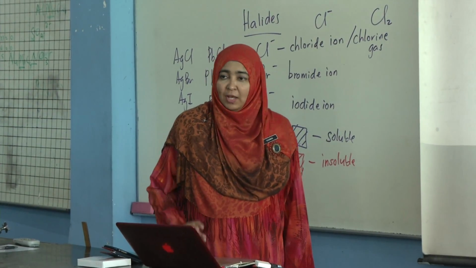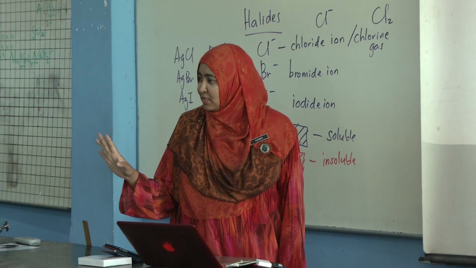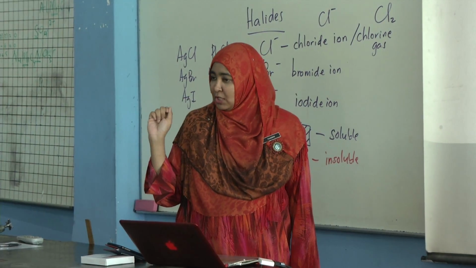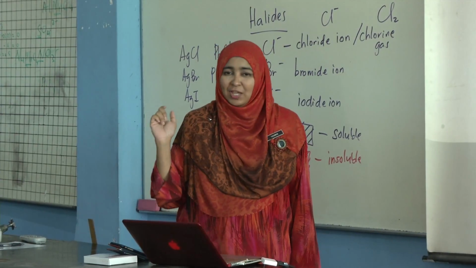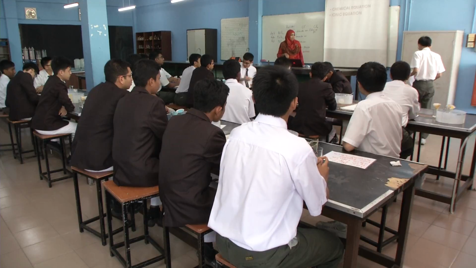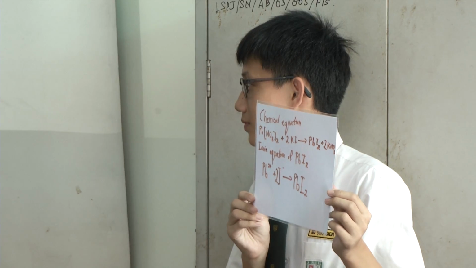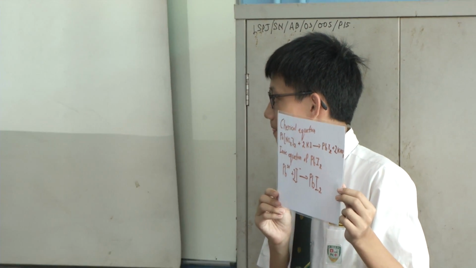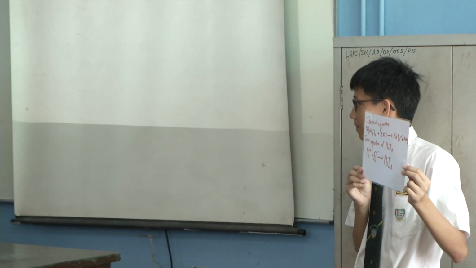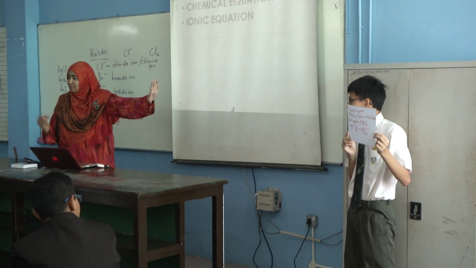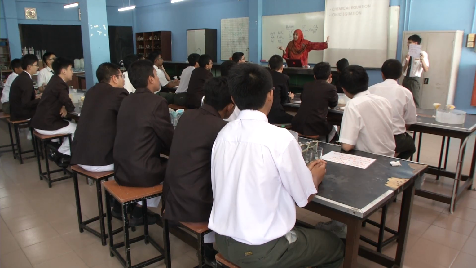Okay, so now I trust that you have completed your experiment? Yes? Okay, so have you written down the chemical equation and ionic equation? Yes. Okay, so now group 1, please come forward and present. So he wrote Pb(NO3)2 plus 2KI arrow PbI2 plus 2KNO3. Okay, and his ionic equation is Pb2+ plus 2I- arrow PbI2. So is that correct? Yes.